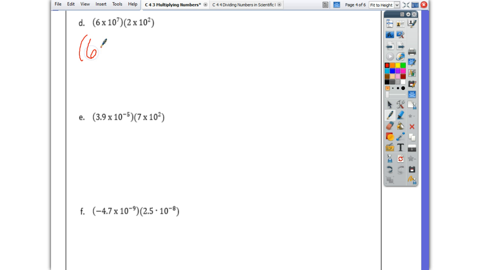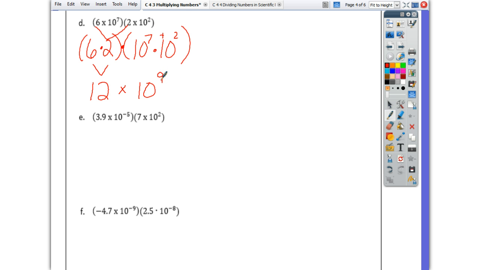You should be going 6 times 2, and then we have times 10 to the 7th times 10 to the 2nd. Pretty sure everybody got to that part, and then I'm assuming you would get 12, because 2 times 6 is 12, times 10 to the, you added these up, and you got the 9th power. And you're like, that's right. Yep, that is right. So far. Why so far? Why is this part not done?